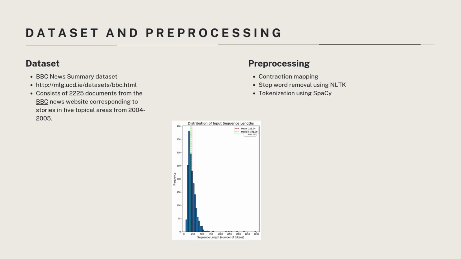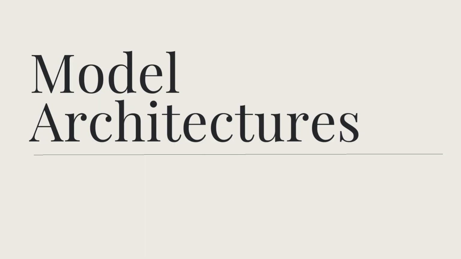We used the BBC News summary dataset for our project. For preprocessing, we performed contraction mapping to standardize text, after which we removed stop words using NLTK and finally performed tokenization with spaCy to break text into words. And as you can see in the distribution, the average length is 191 tokens along the different inputs that are available in the dataset.